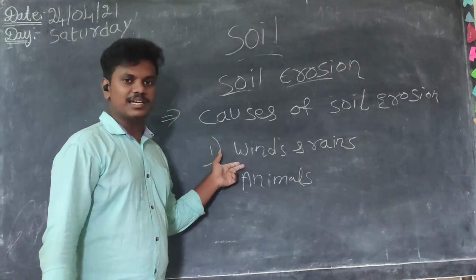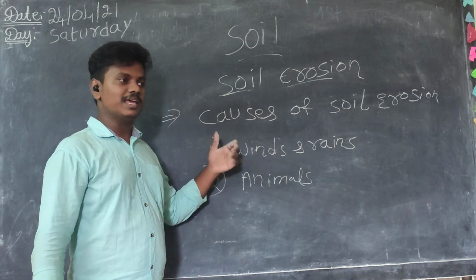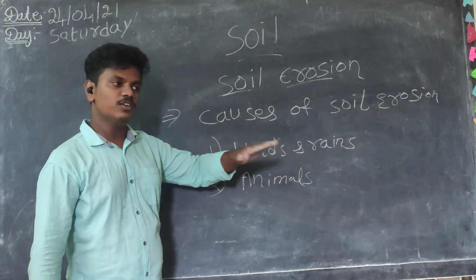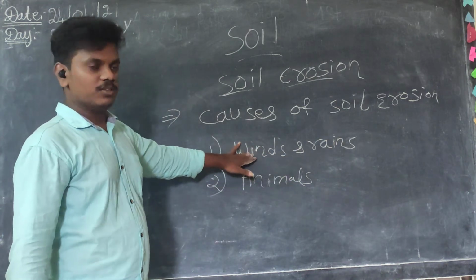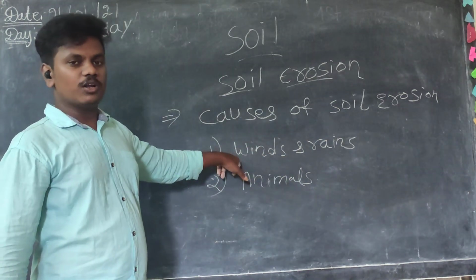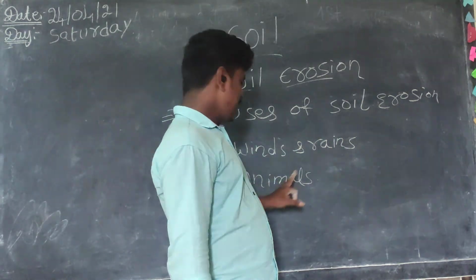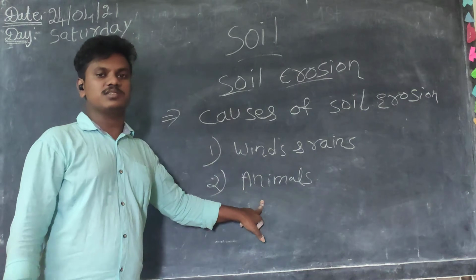So soil erosion is caused by winds and rains, and another cause is animals.